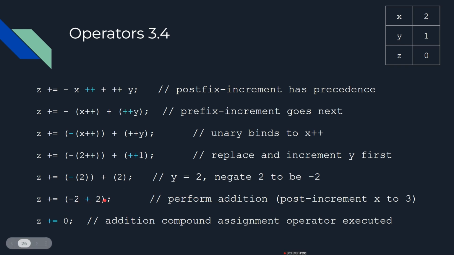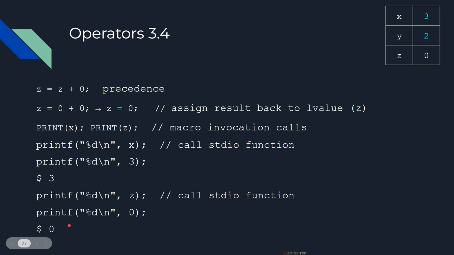Nonetheless, the result of negative 2 plus 2 is 0, and now we can perform the compound assignment operator, z plus equals 0, which is equivalent to saying z is equal to z plus 0. And last but not least, replacing z with the value of 0 from the previous examples, we have z is equal to 0. Once again, we assign this value back to z, so we don't do anything here.